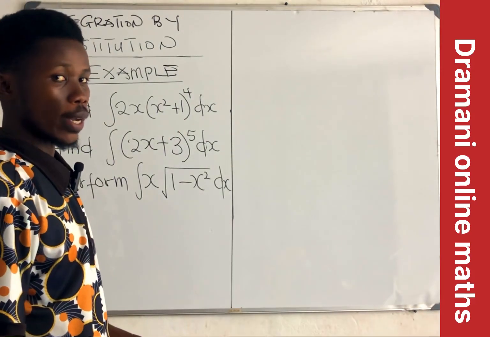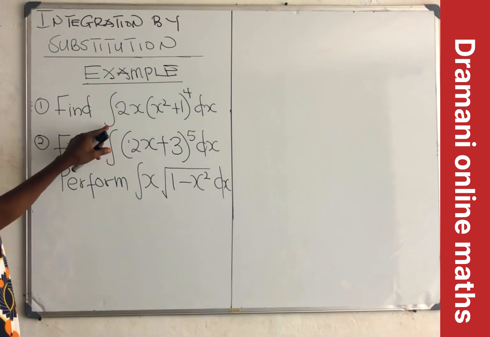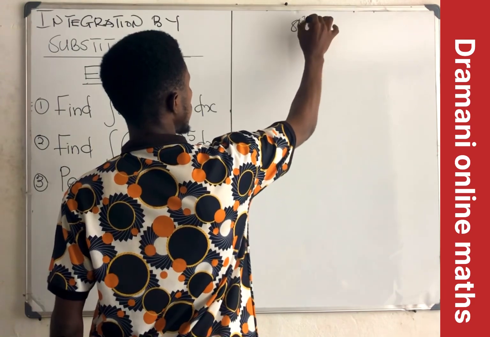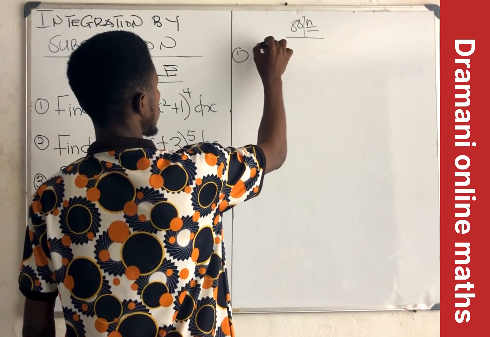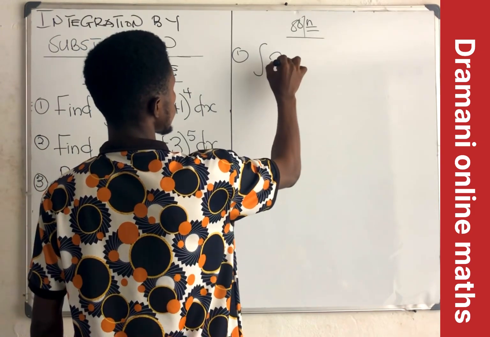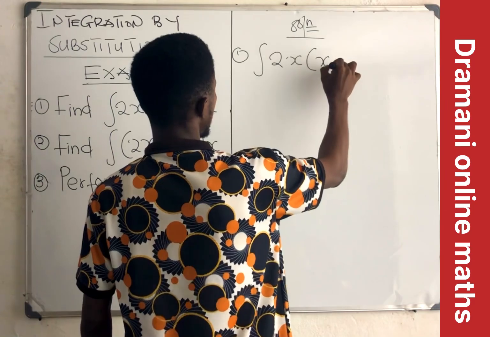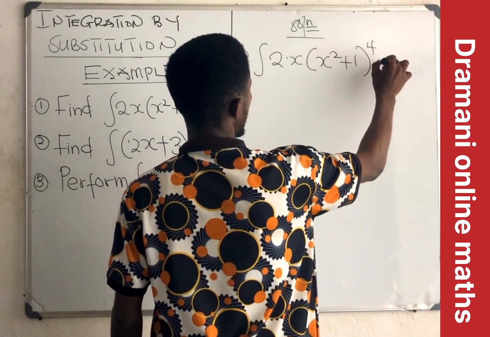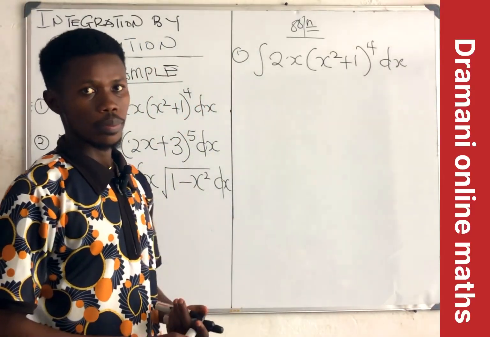So, if that is the case, let's look at some examples here. Example 1: find the integral of 2x (x squared plus 1) to the power 4 dx.